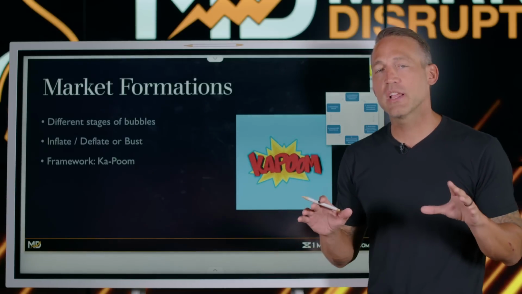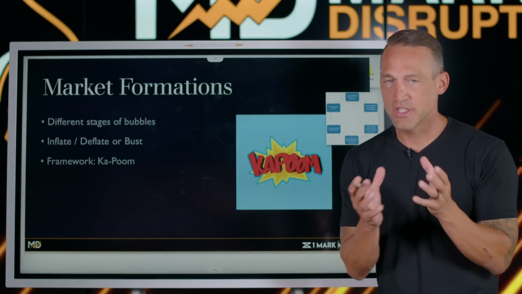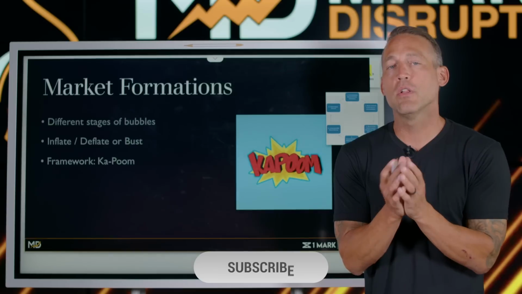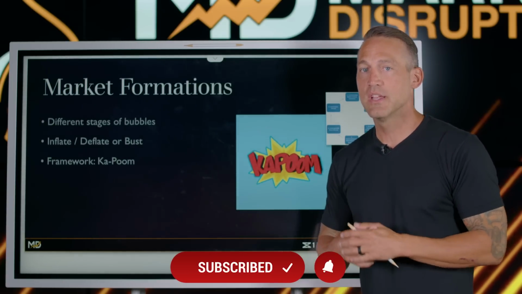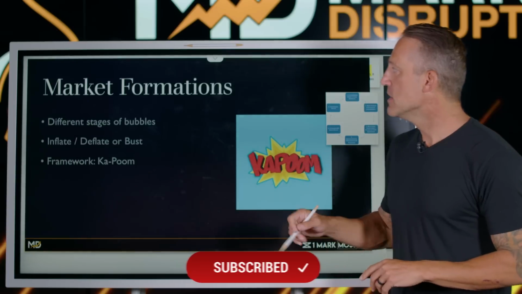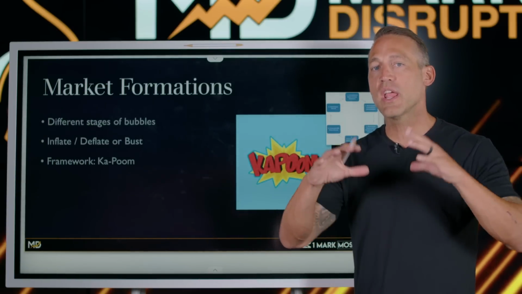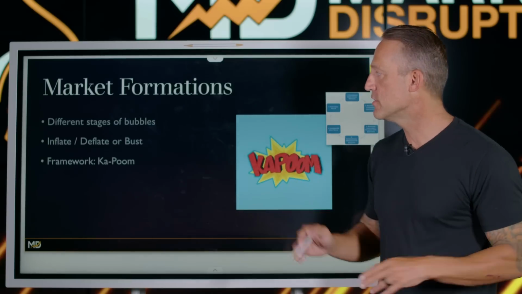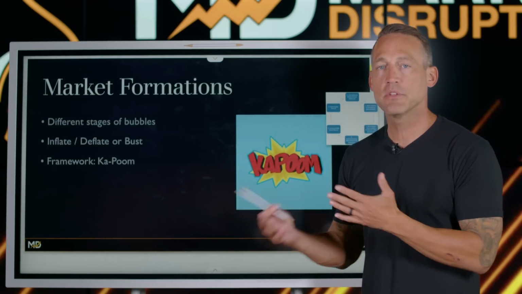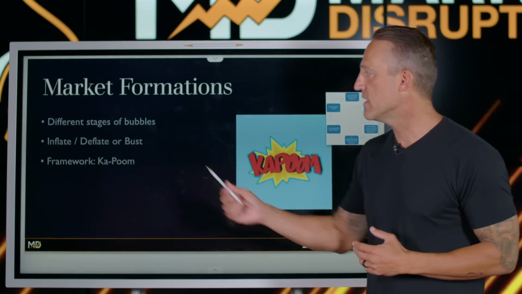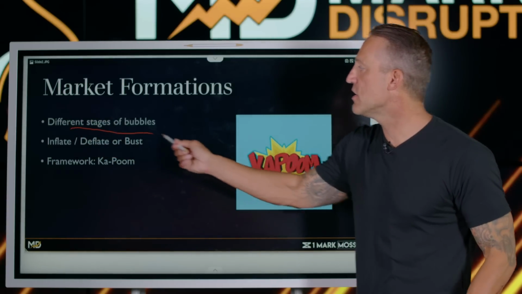Now, the first thing, like I said, we're going to talk about these strategies, these frameworks that you can follow in order to learn or to better navigate and invest through these Black Swan events. All right, so the first thing you have to do is you have to understand how the market formations work. And you have to understand that the markets form in different ways through different types of structures and different types of events. And there's different stages of bubbles.